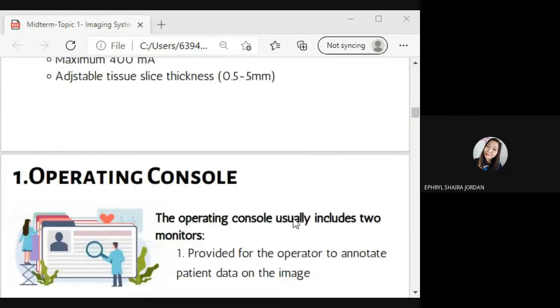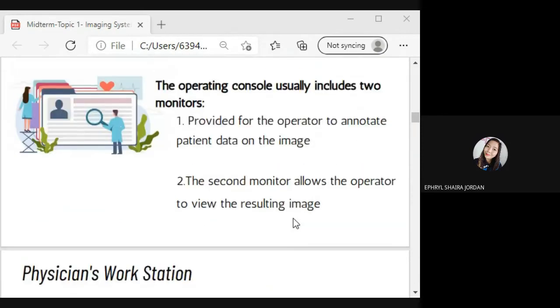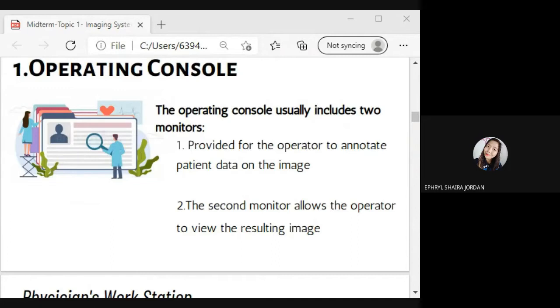To continue, there are also controls provided for automatic movement and indexing of the patient support couch. This control allows the operator to program the Z-axis location, the tissue volume to be imaged, and the spatial pitch. The operating console usually includes two monitors, which are the ones we can see present in the CT scan room itself.